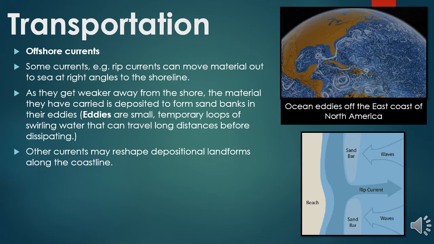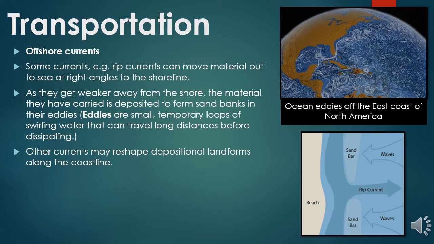Offshore currents. Now, an offshore current is a current that moves away from the coastline, so its path goes offshore. These can carry material out to sea, but they get weaker away from the shore, so this can lead to deposition out at sea in things called sandbars and sandbanks, usually in the eddies of rip currents, and eddies are just loops of swirling water.